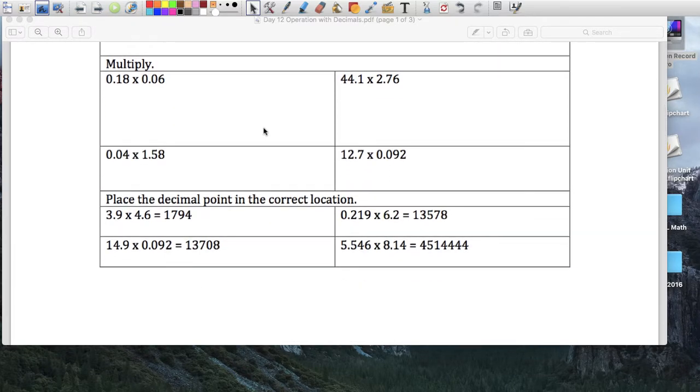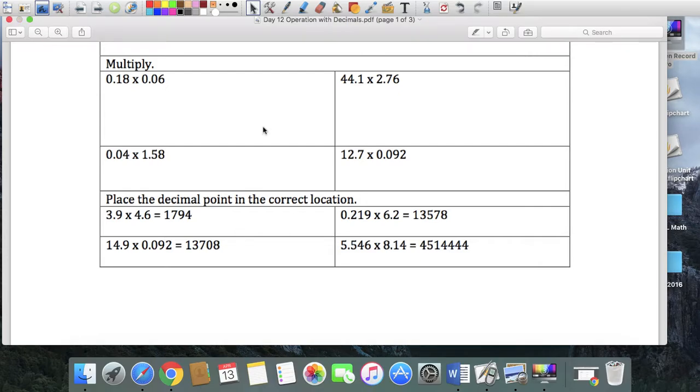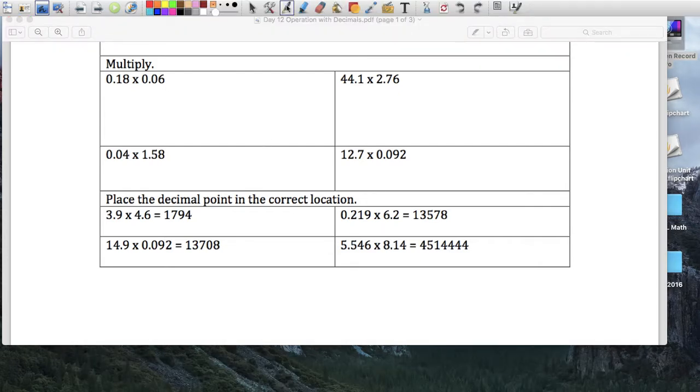Multiplication. Now, multiplication. Let's do the first one. And you'll see as we go along. We have a problem that says 0.18 times 0.06. In multiplication, you don't need to line up the decimals.